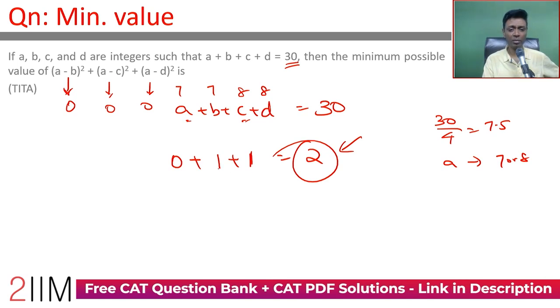So all the differences should be at most 1. Better than 0, 0, 1, we should look for 0, 0, 1, 1. We should look if there is a possibility 0, 0, 1: A equal to B equal to C, and D being slightly further away. And so 8, 8, 8, 6 doesn't work. 7, 7, 7, 9 doesn't work. 7, 7, 8, 8 is the best possibility, where the least is 2.